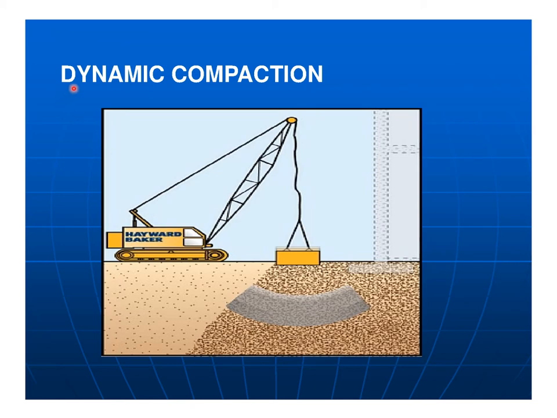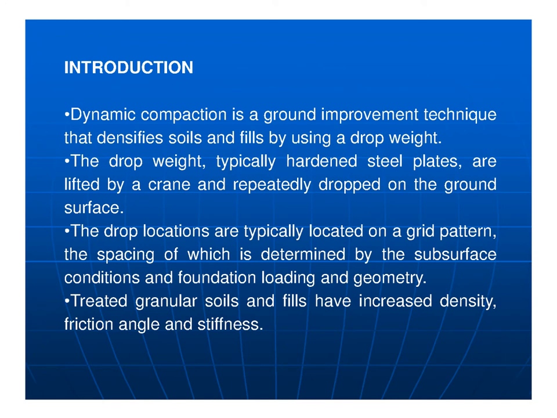So this slide is portraying dynamic compaction. In fact, in dynamic compaction, a heavy weight is lifted up to a certain height and then it is dropped over the ground. In this way, the soil or the ground can be compacted. Dynamic compaction is a ground improvement technique that densifies soils and fills by using a drop weight.